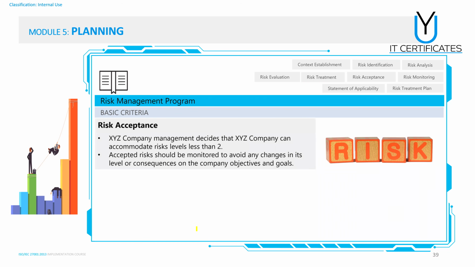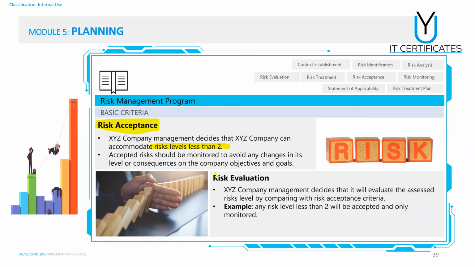Risk acceptance. You remember when we talked about risk acceptance, we said that we will accept the risk if its impact will not affect the organization, or if the company can accommodate this risk. XYZ company here took a decision that any risk level less than 2 will be accepted.